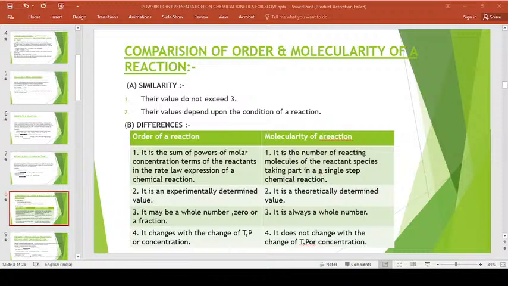Now let us come to zero order reaction. Now let us see what a zero order reaction is. A reaction is said to be zero order if the rate of reaction is independent of the initial concentration of the reactant. So under what condition is a reaction said to be zero order? If the rate of reaction doesn't depend on the concentration of the reactant, then in that case the reaction is said to be zero order.